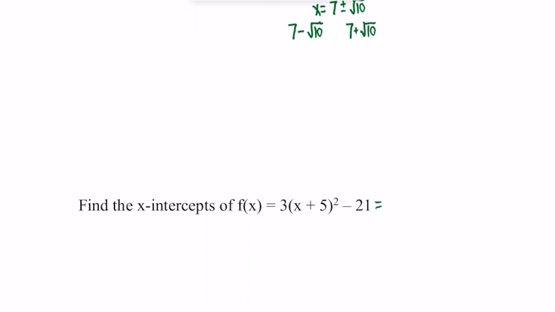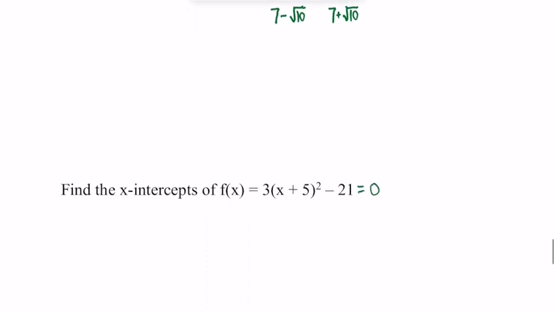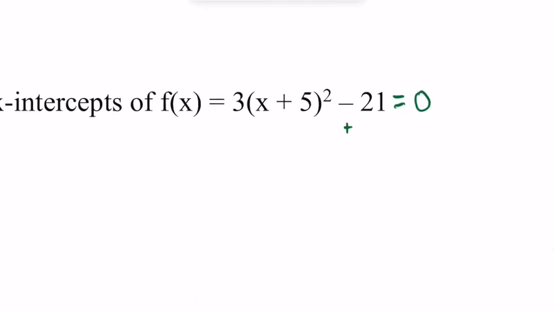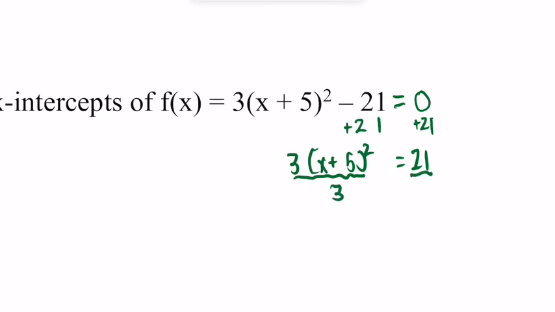So to find the x-intercepts of this function, we set it equal to 0. And to solve this equation, we begin by adding 21 to both sides. This leaves us with 3 times (x plus 5) squared is equal to 21. Next, we divide both sides by 3, leaving us with (x plus 5) squared is equal to 7.